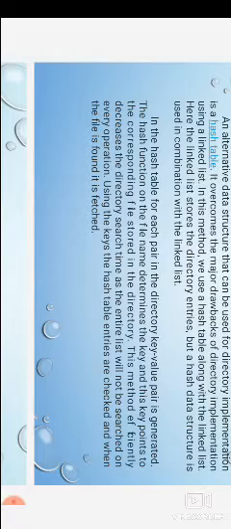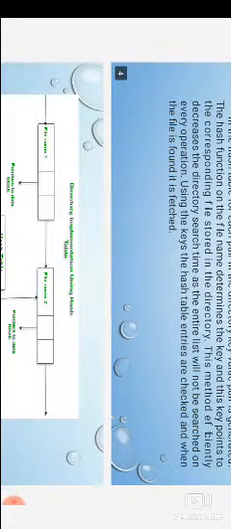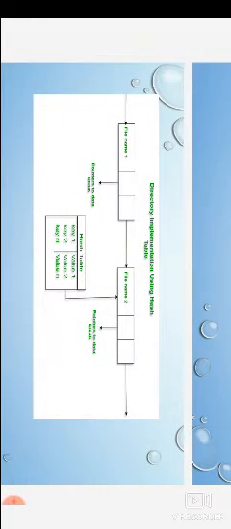This method efficiently decreases the directory search time as the entire list will not be searched on every operation. Using the keys, the hash table entries are checked and when the file is found, it is fetched. So this is the diagrammatic representation of directory implementation using hash table.